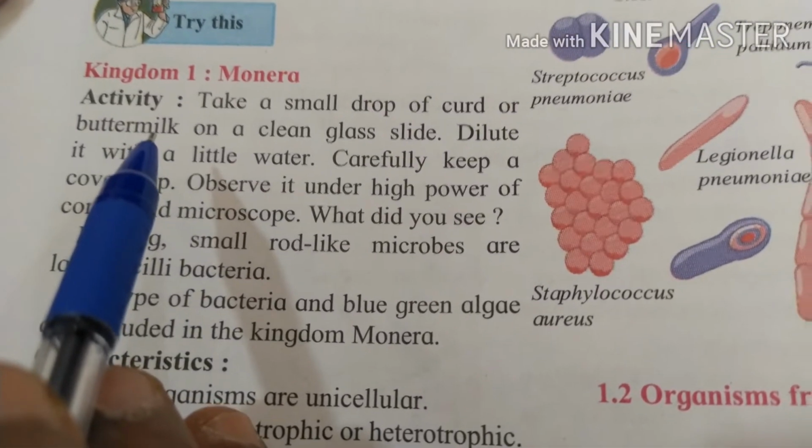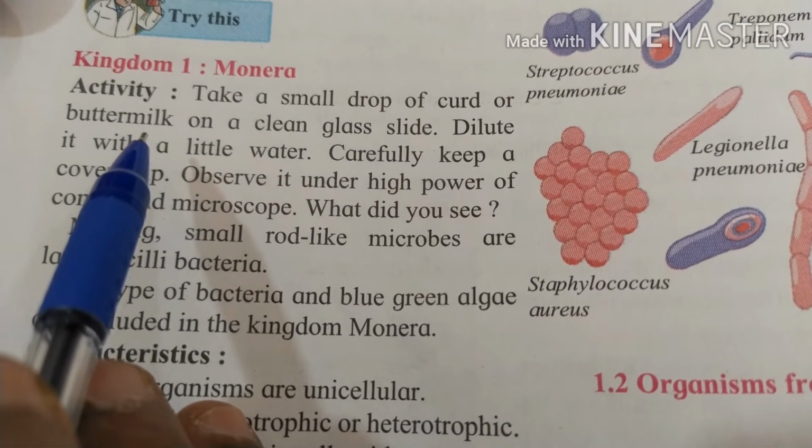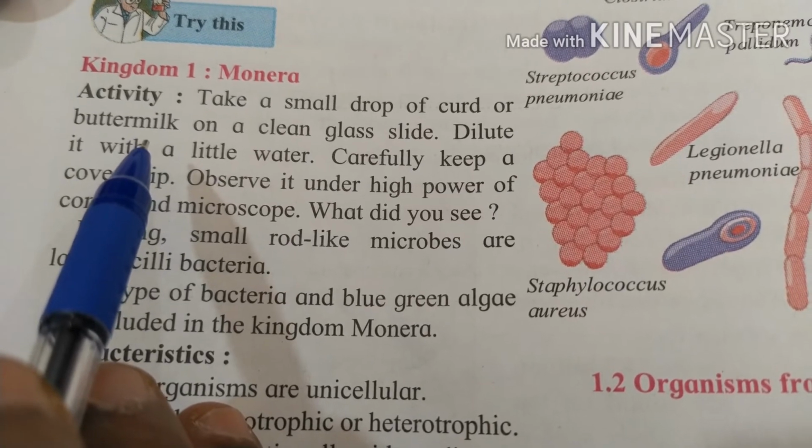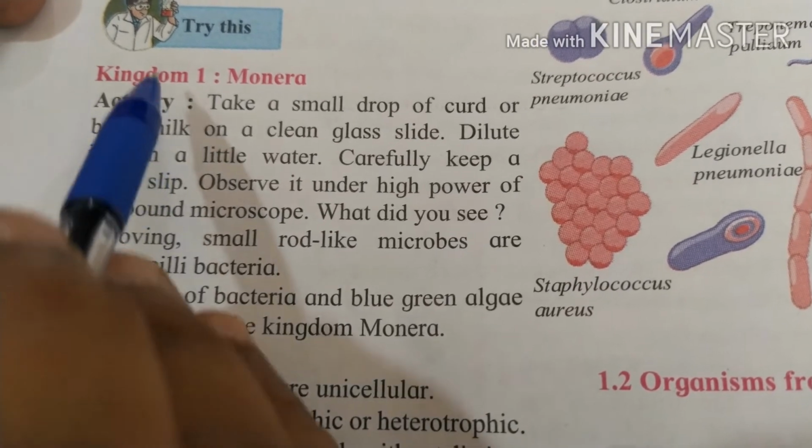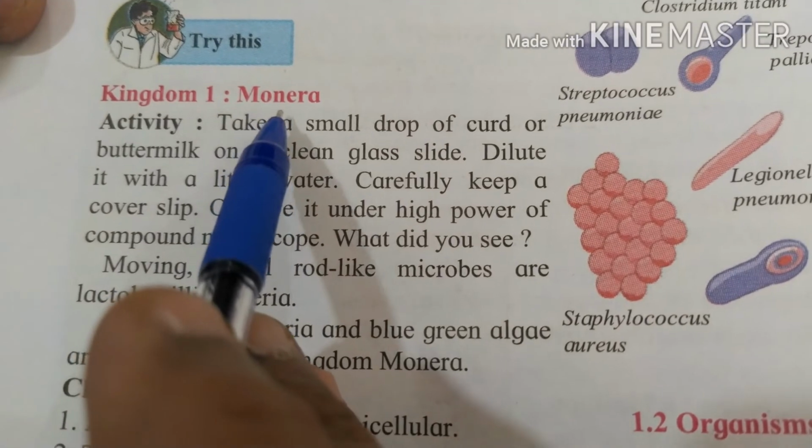Good morning all of you. In the previous period we have seen that there are 5 types of kingdom. Now we will study them one by one. The first kingdom is Monera.